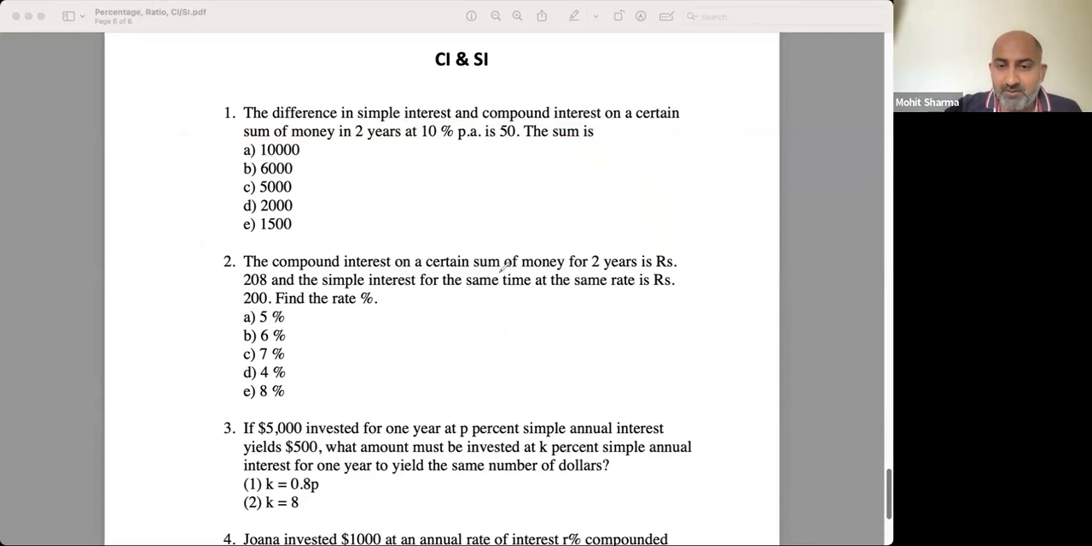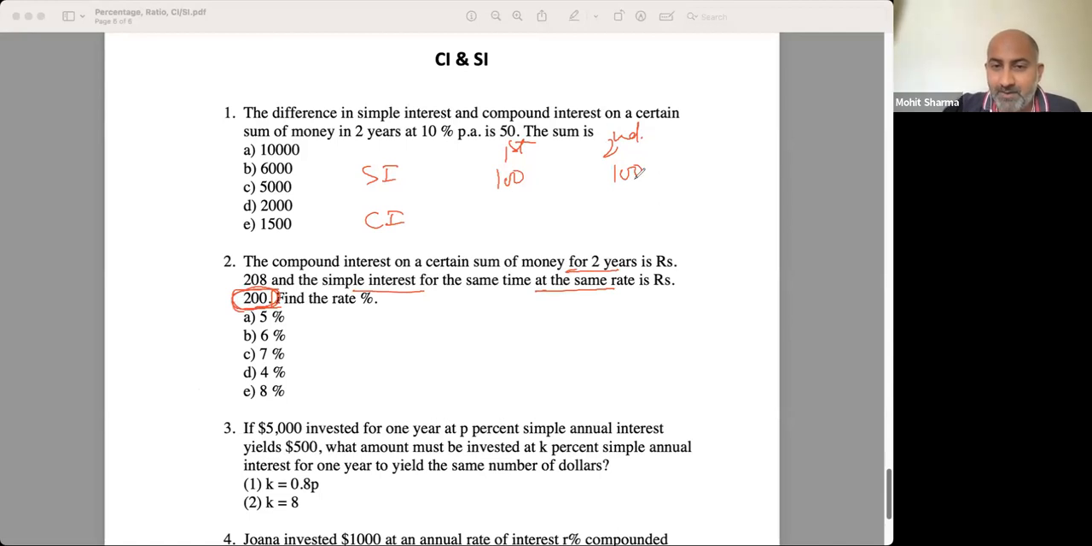The compound interest on a certain sum of money for 2 years is 208, and the simple interest for the same time at the same rate is 200. Now again, first year, second year, simple interest, compound interest. Now for simple interest, the interest amount remains the same for both years. So if in 2 years, I got 200 simple interest, that means it's 100 each.